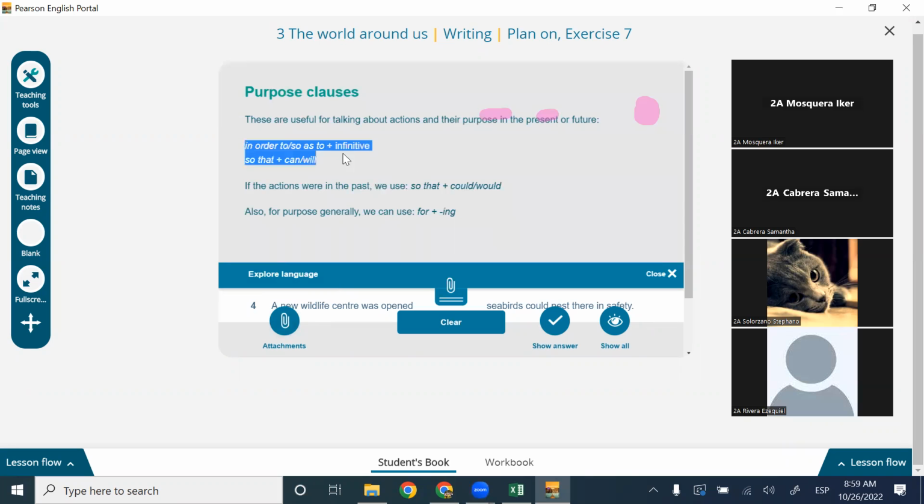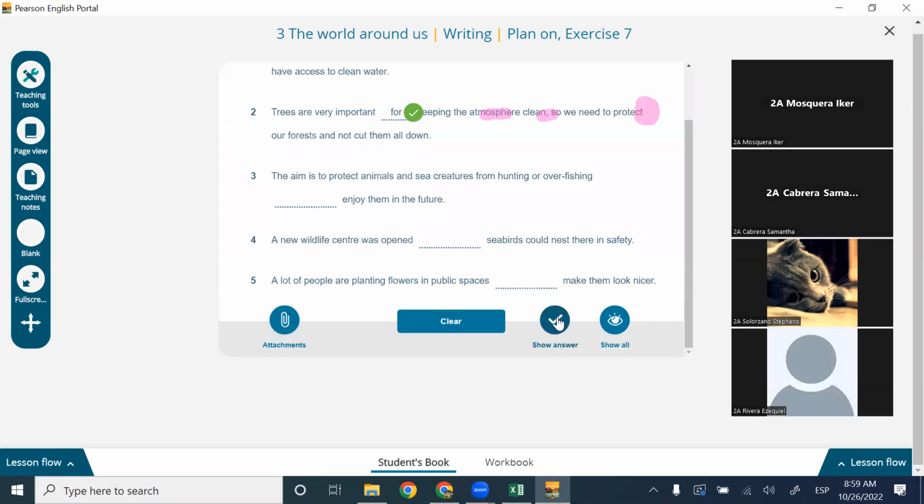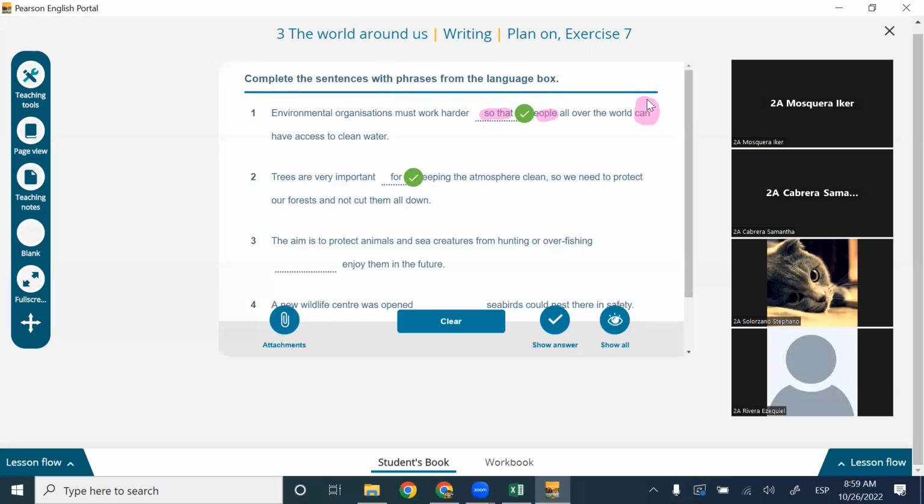Which of these? Very important for keeping the atmosphere. Very good. Remember, the rule says that when you use "for," obviously the verb is going to be with the -ing form. Okay, very good. Remember, so that with a noun and can. In this case, for and the verb with the -ing form. Continue with number 3.